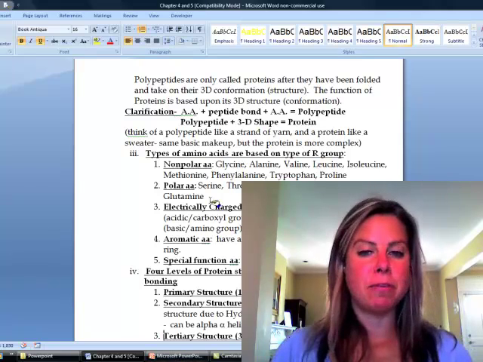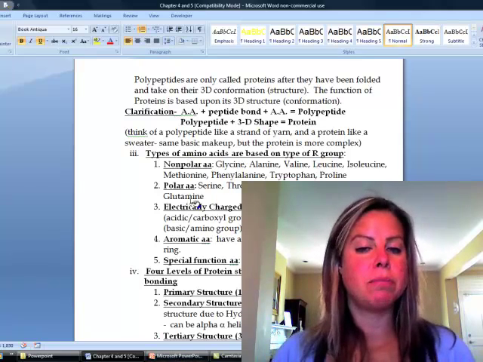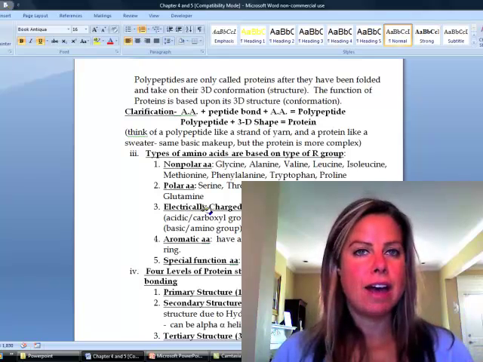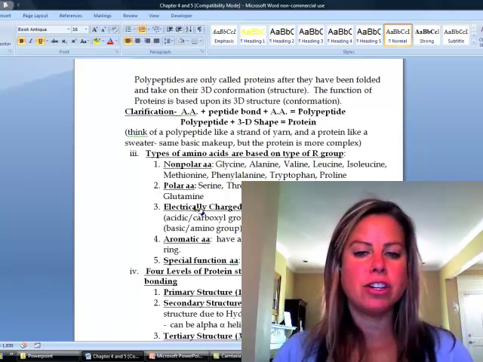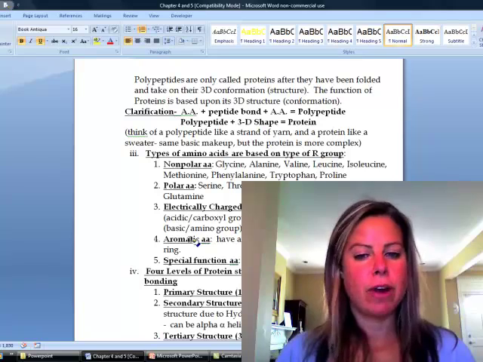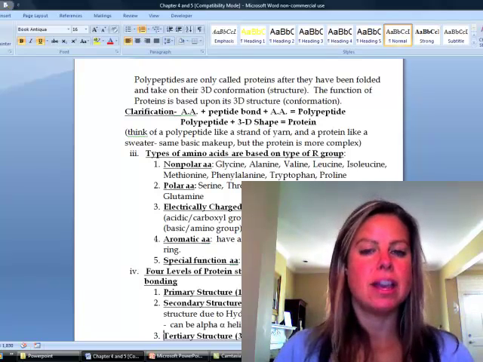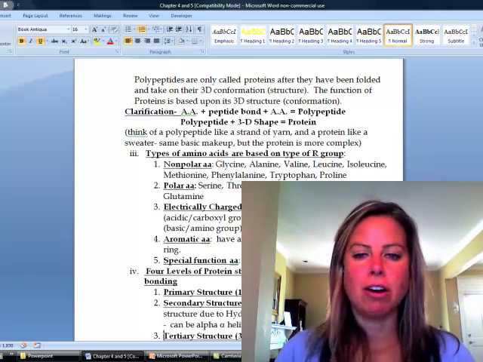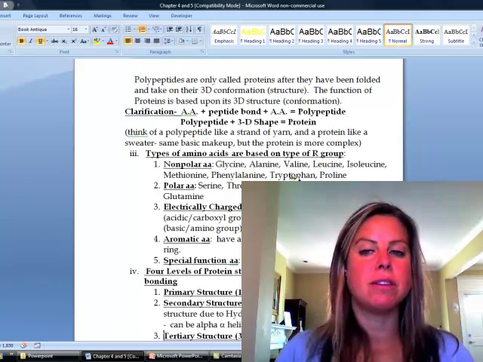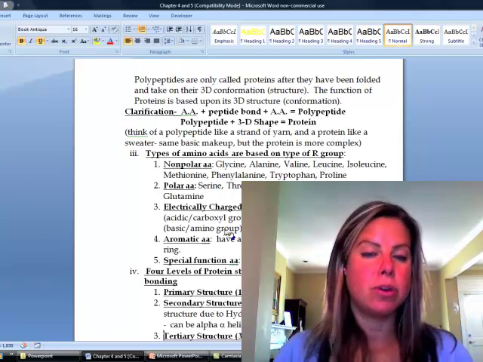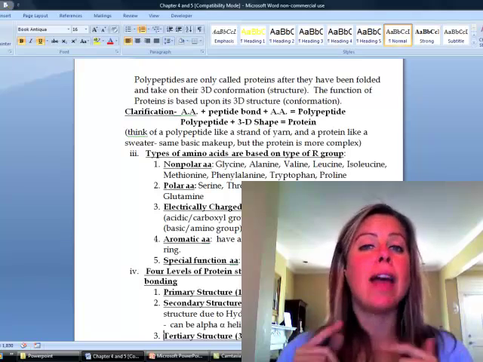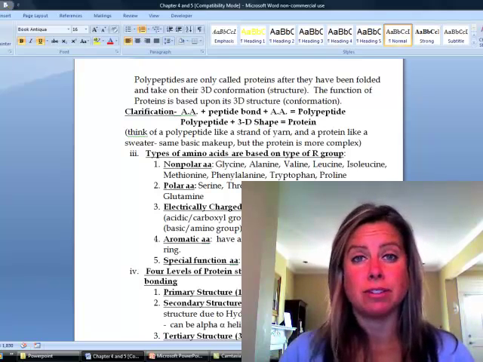There's a couple of types of amino acids. You've got nonpolar and polar ones. You have ones that have a positive charge and a negative charge. The aromatics, which are going to have rings, and then special function ones. I'm not going to have you know these by heart or anything, but I just wanted you to see the different R groups that you can have. This is going to come up in lab when we play with the protein models.